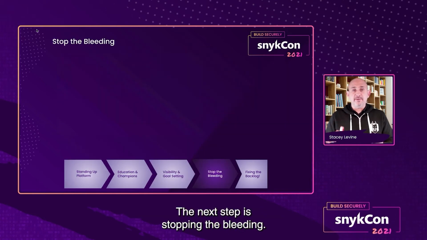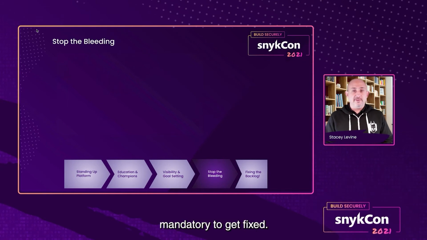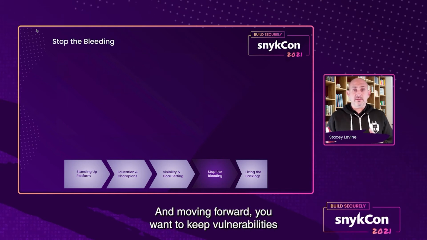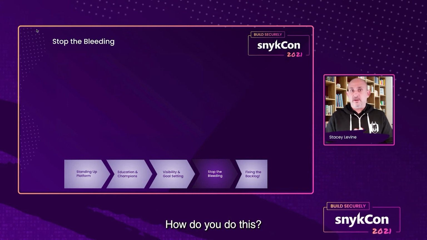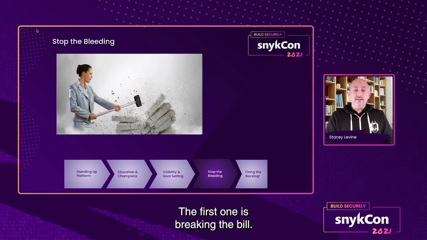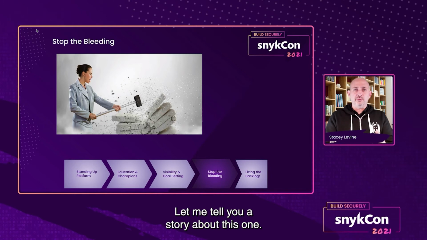The next step is stopping the bleeding. So you fix what you deemed initially mandatory to get fixed, and moving forward, you want to keep vulnerabilities from reaching production again. How do you do this? Well, there are multiple ways. The first one is breaking the build. Now, don't be alarmed. Let me tell you a story about this one.